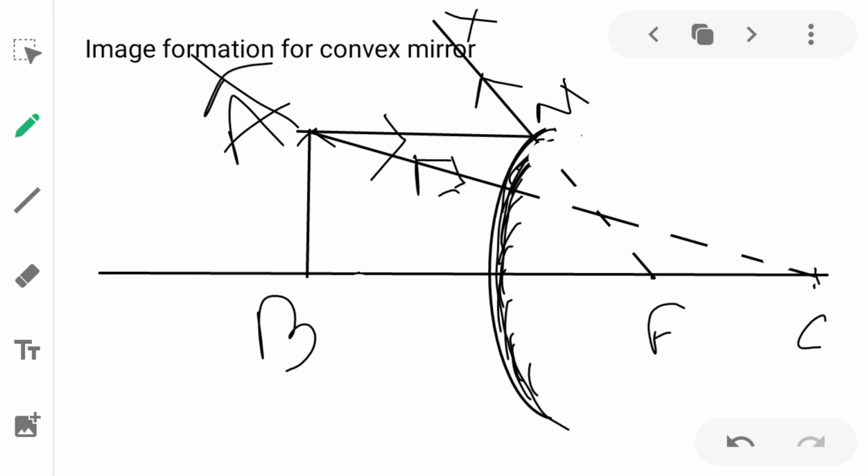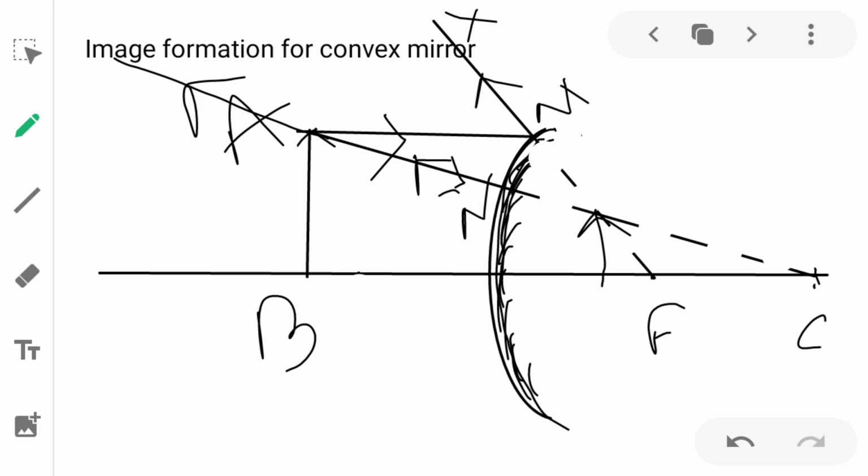So the first reflected ray MX. Let us take the second incident ray as AN. So the second incident ray AN reflects along NA, retraces its path, and the first reflected ray MX. So these two reflected rays actually never meet, but when you extrapolate them in the backward direction, they meet at a certain point.